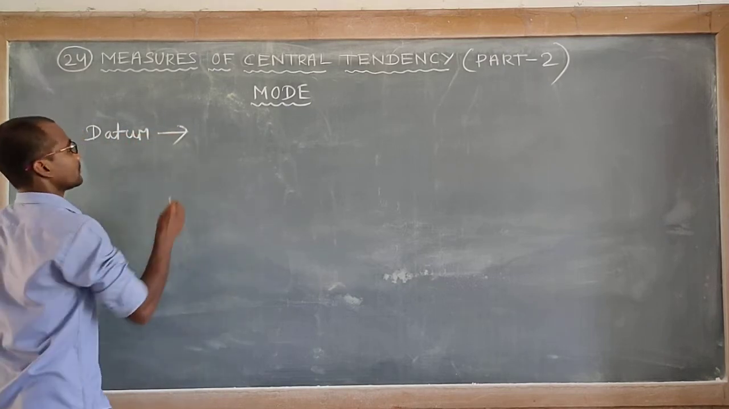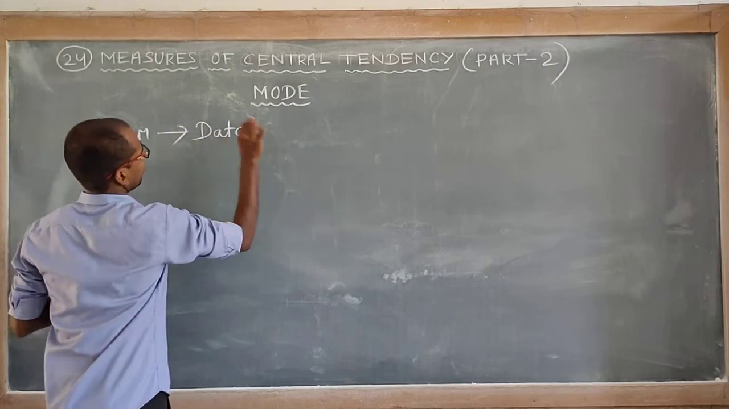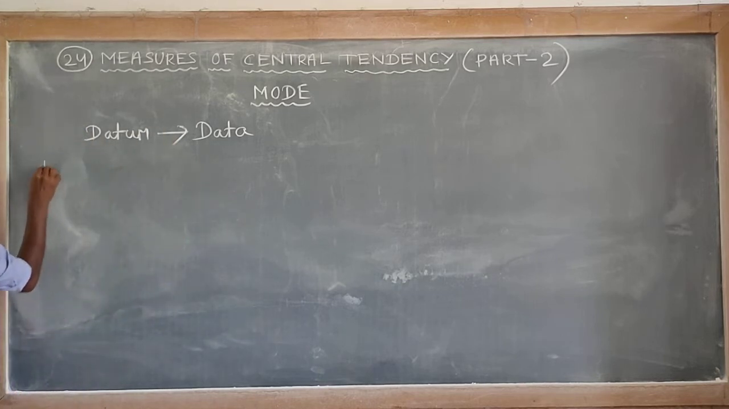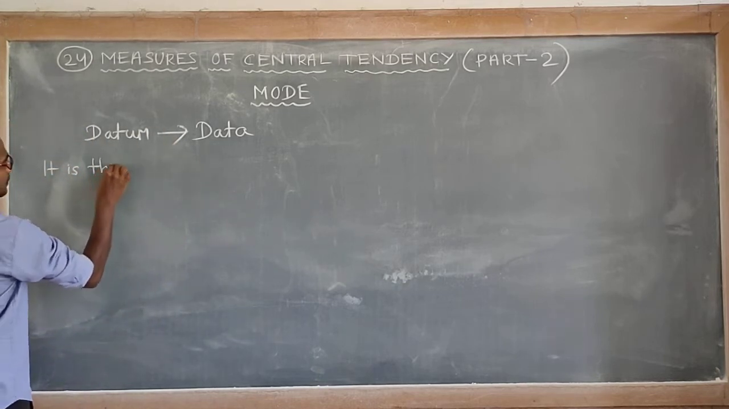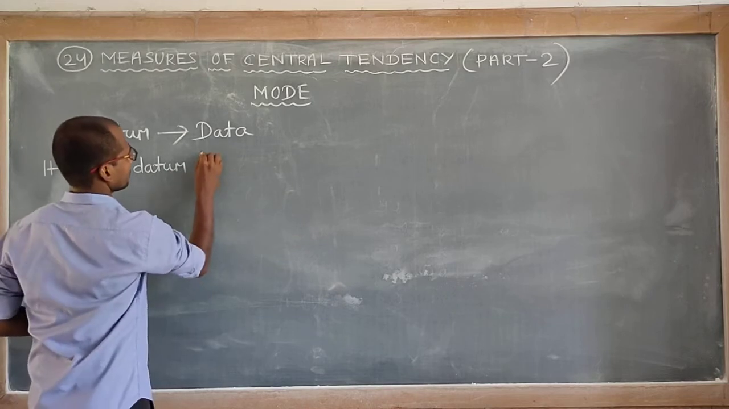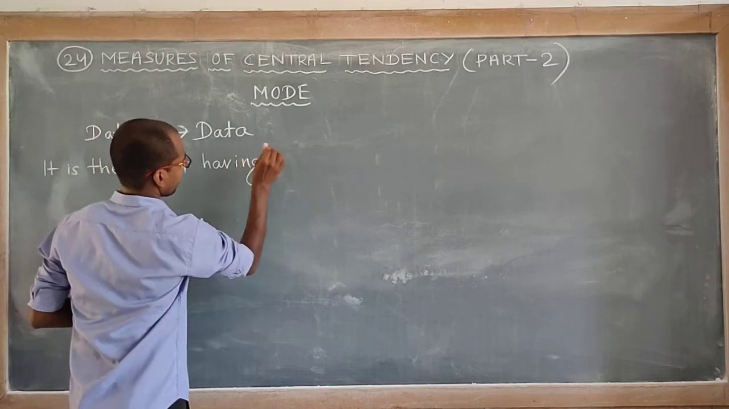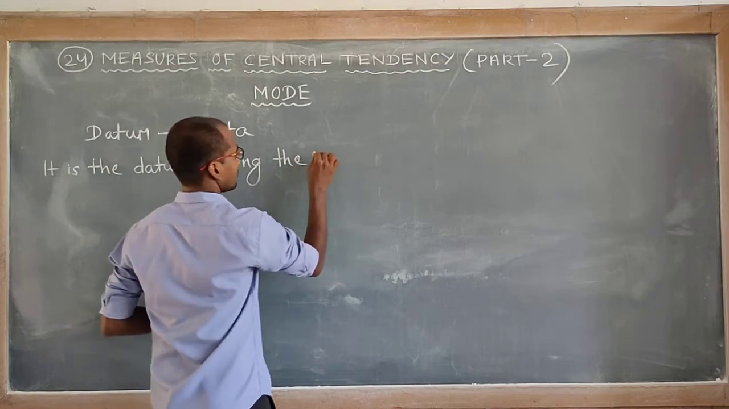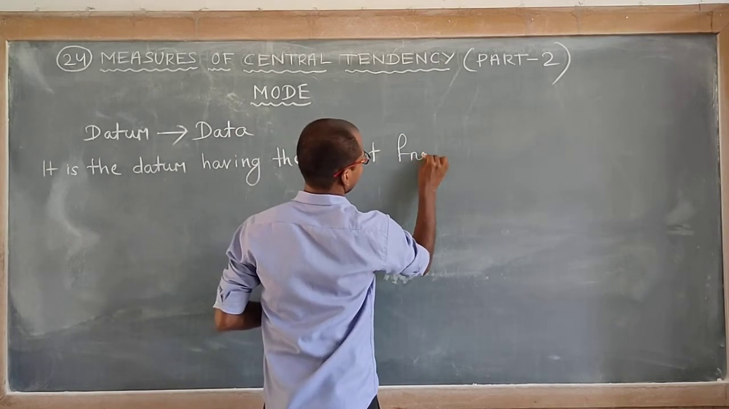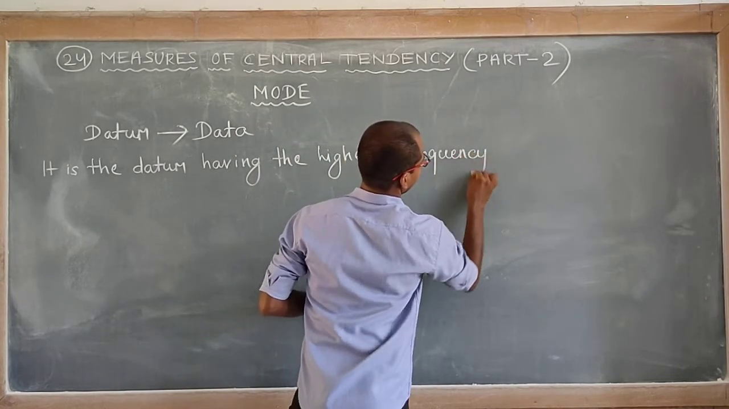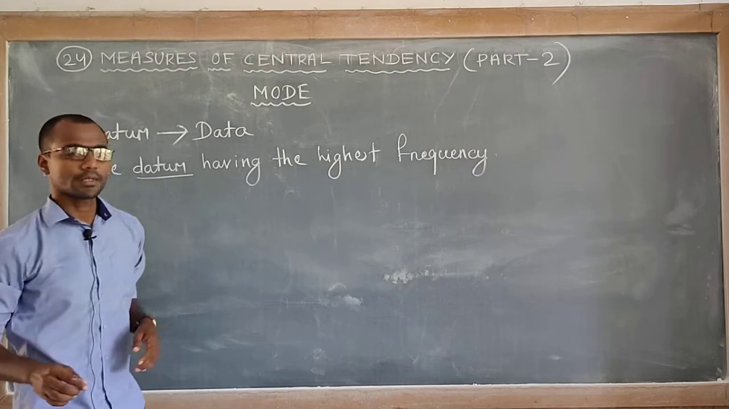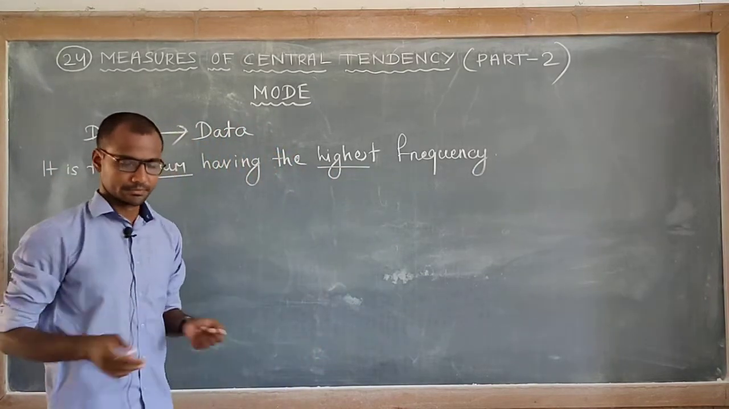See, singular is datum, plural is data. This is singular, this is plural. Okay, datum, data. Mode means it is the datum having the highest frequency. Okay, remember this. Mode means it is the datum having the highest frequency.